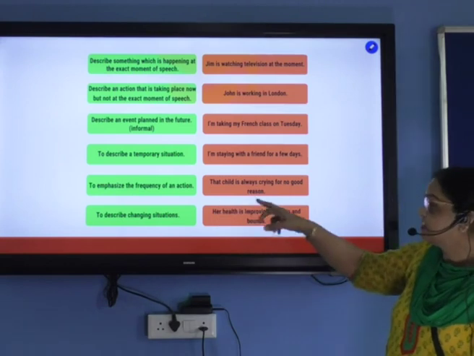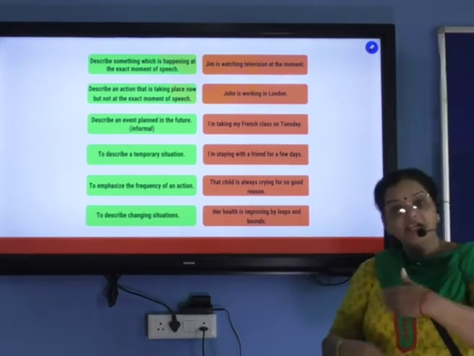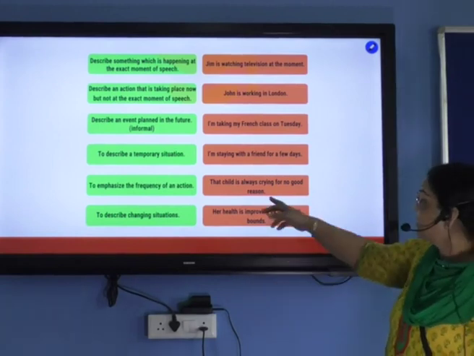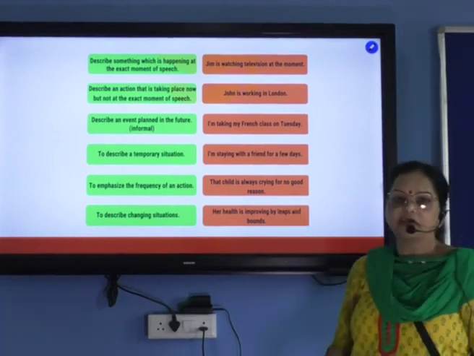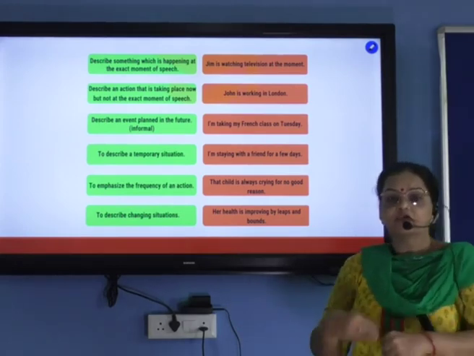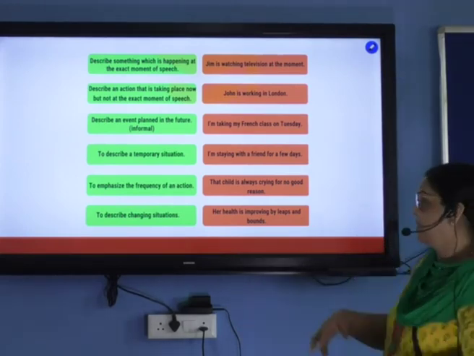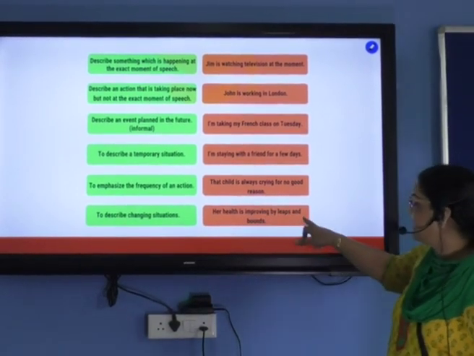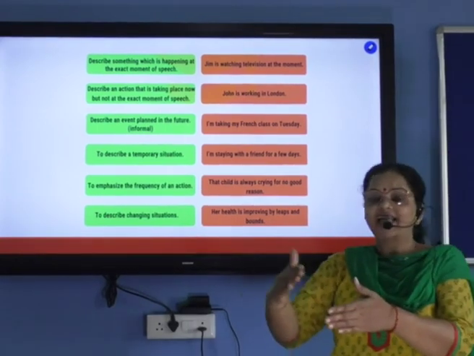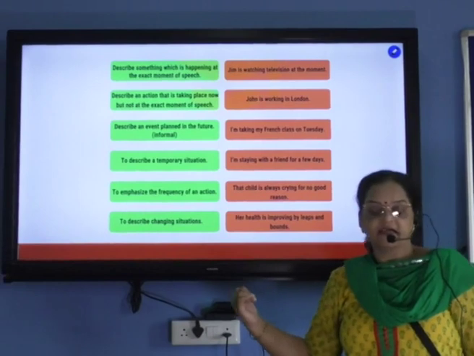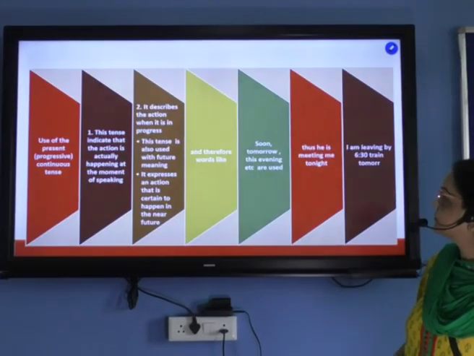To emphasize the frequency of action. How many times am I doing that work? That also will be in continuous tense. Why? The child is always crying for no good reason. You are always complaining. Okay, so frequency is there, again and again. To describe a changing situation. Her health is improving by leaps and bounds. So as the situation changes, as the progress is going on, we can use this present continuous tense.